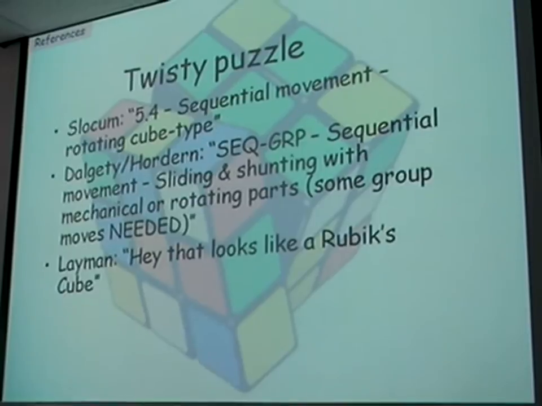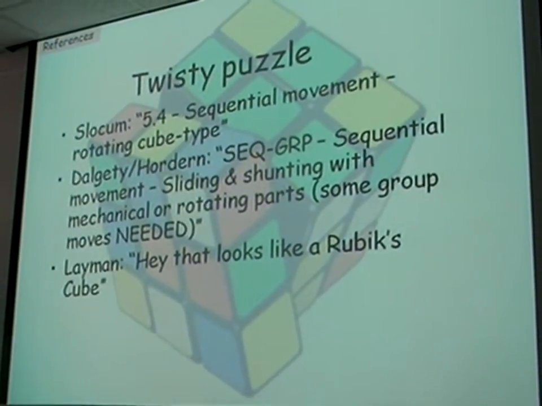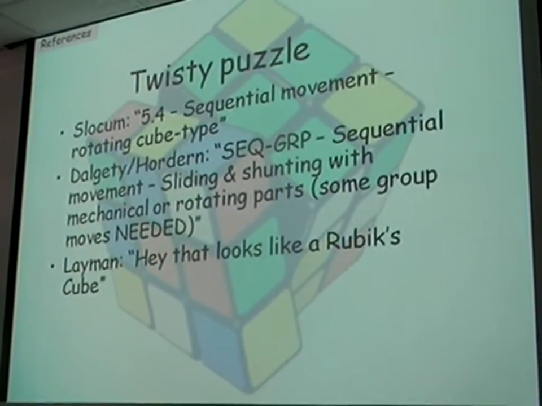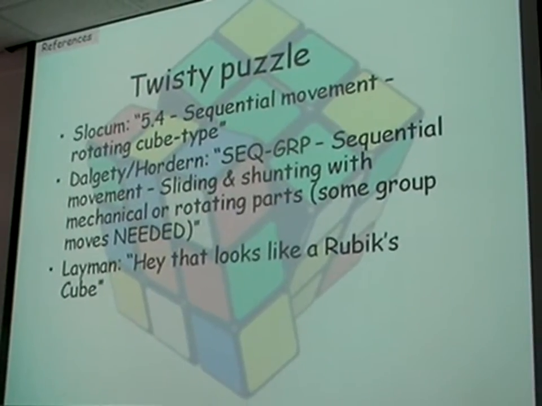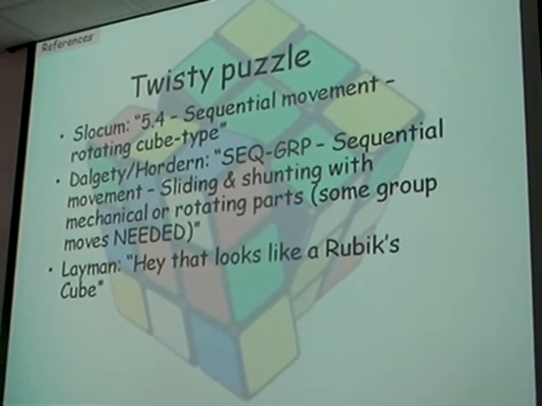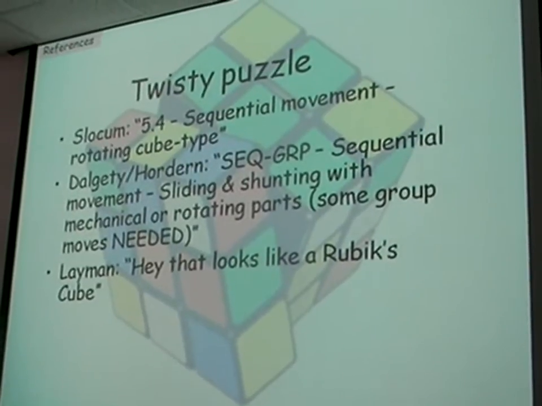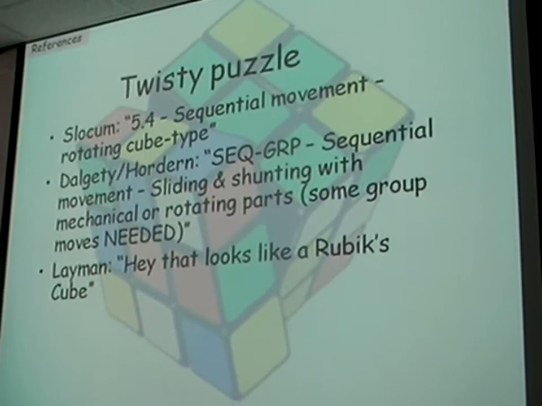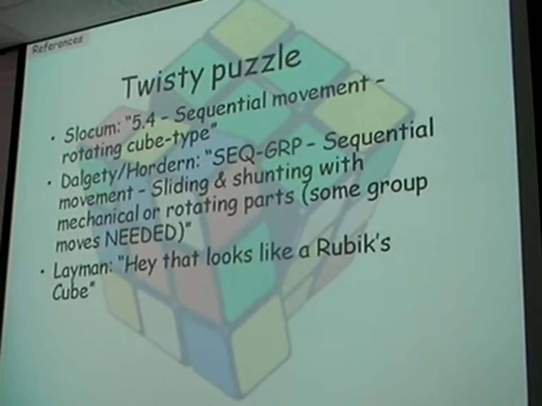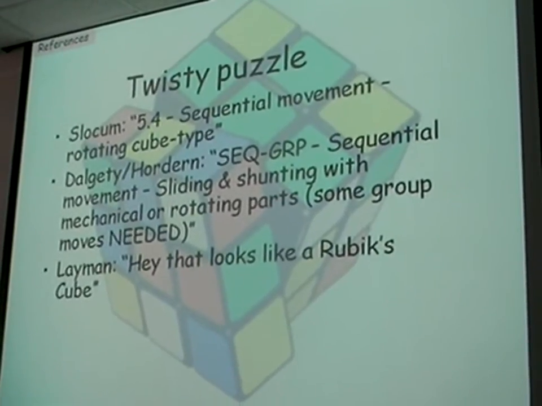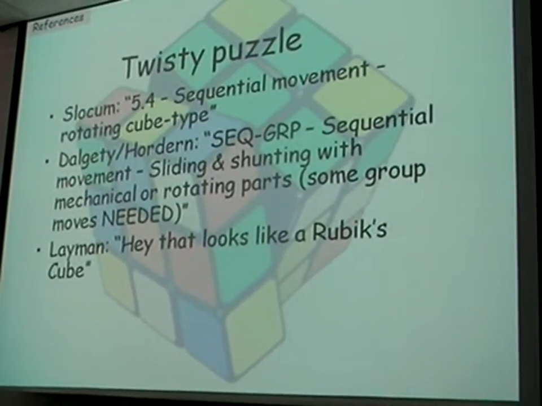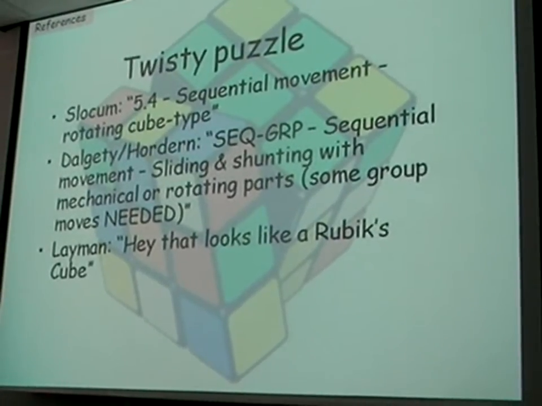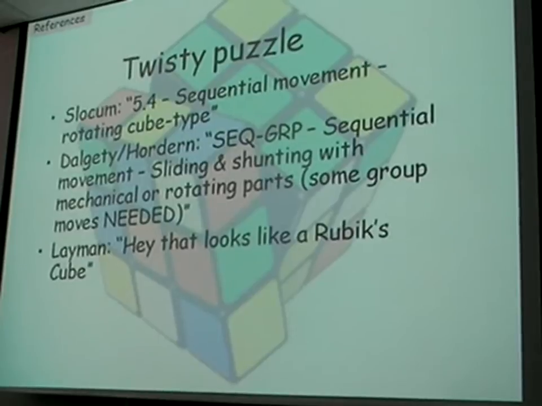First of all, what's a twisty puzzle? Well, it's fairly obvious to all of us, but Jerry Slocum has a formal definition which is called sequential movement rotating cube type, and there's even more definition behind it. There's also a competing categorization by Delgety Horder, and they call it sequential movement, sliding, shunting, etc. And the layman's definition is, of course, hey, that looks like a Rubik's Cube.